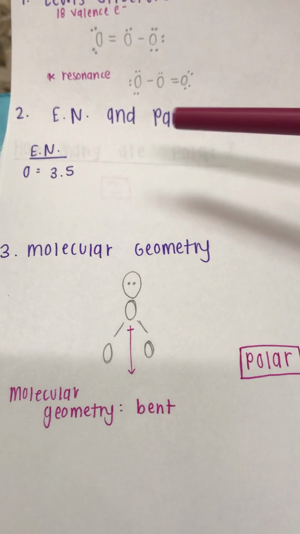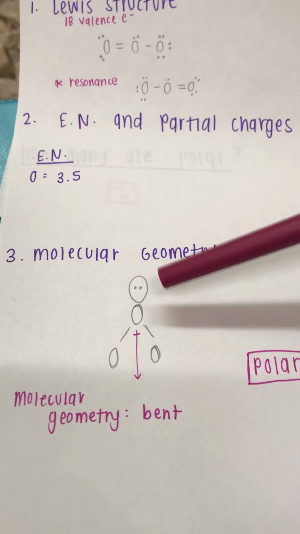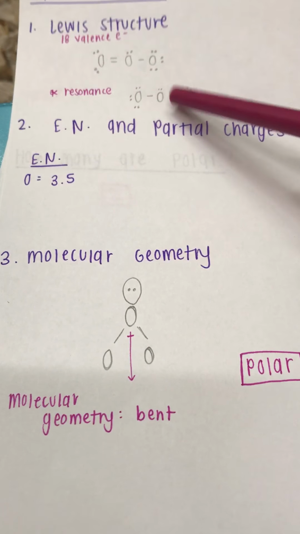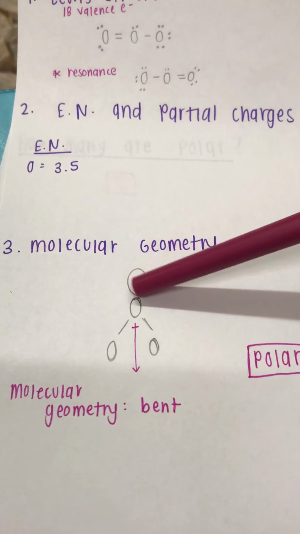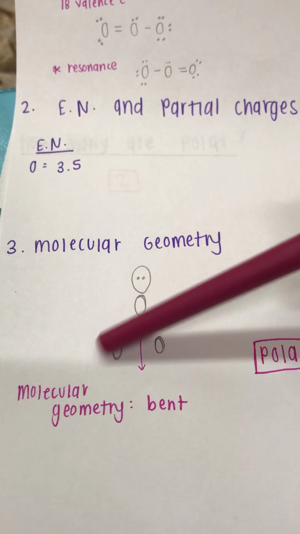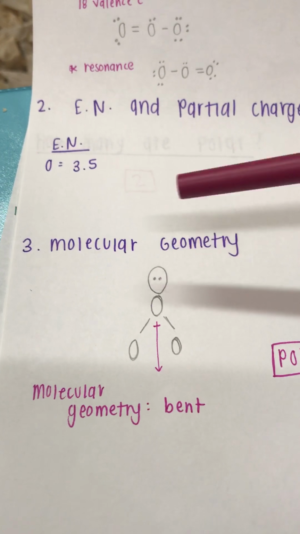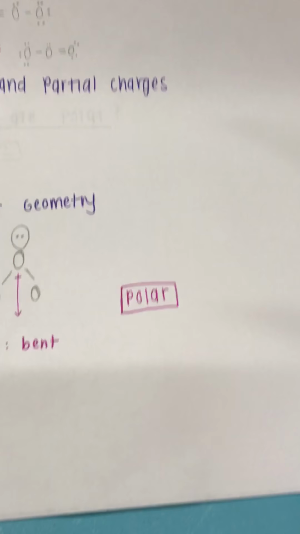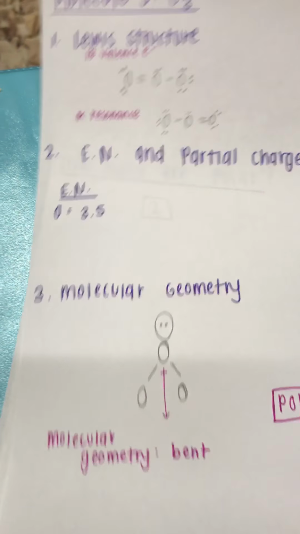Your molecular geometry is going to be bent because there's 3 domains, but one of them has a lone pair. So that's what makes it bent. There is going to be a bond dipole, and with this lone pair, it's going to be a polar molecule.